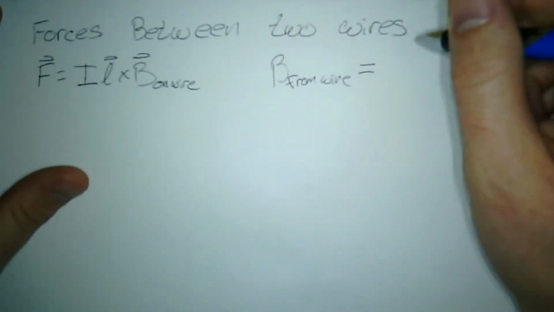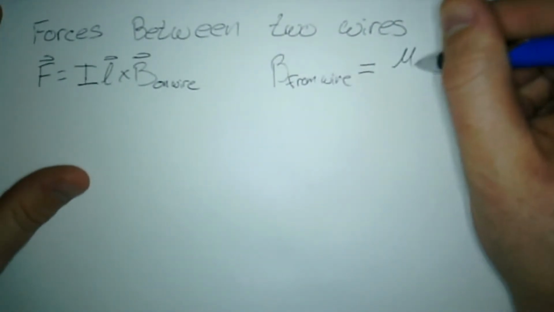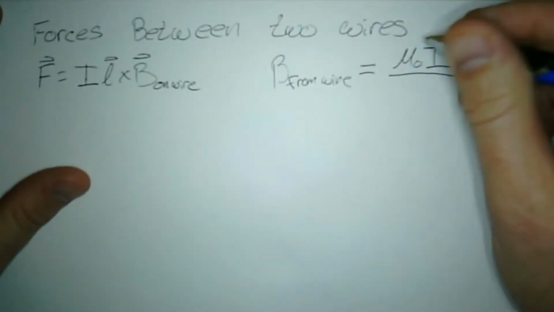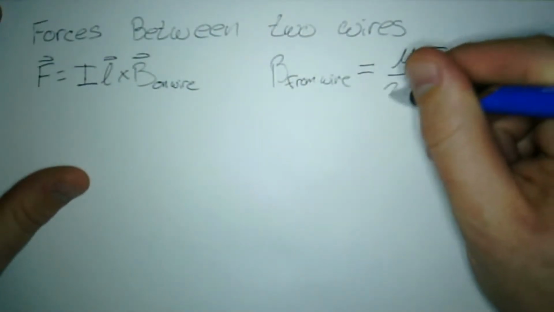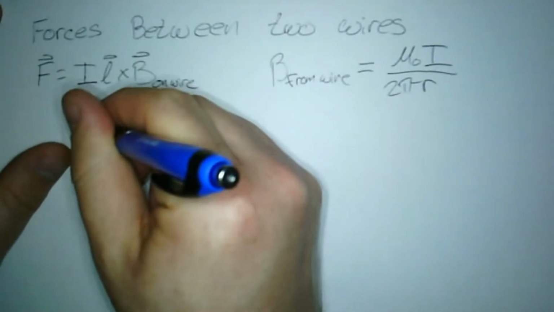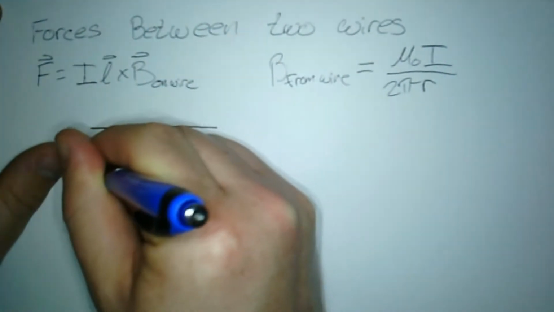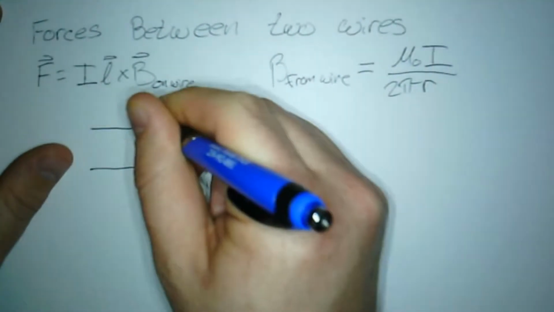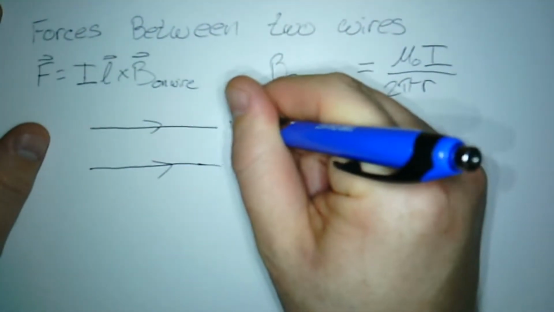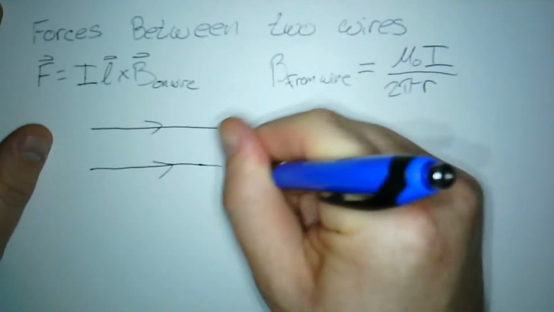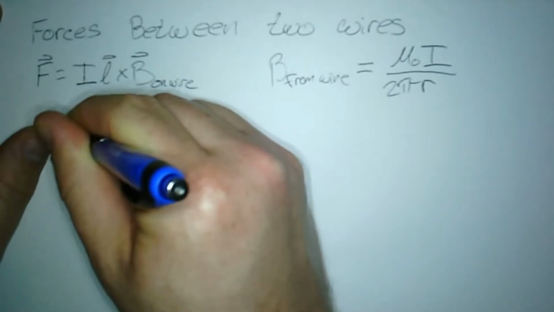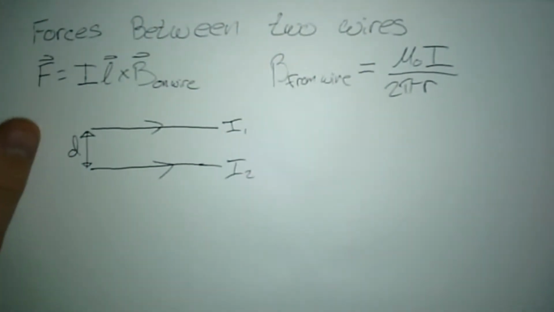So this one is going to be mu naught times the current in that wire over 2 pi times the distance between those two wires. This would be like if I have a scenario with a wire like this and like this. Let's call this I1 and this I2, and we'll say this distance is D. All right.